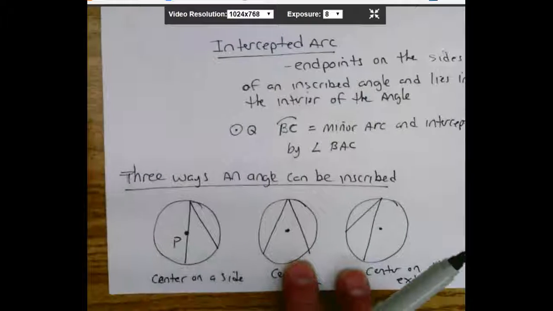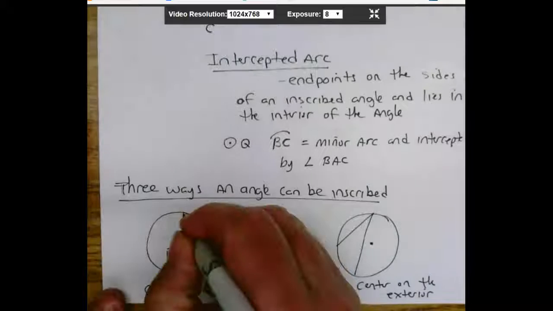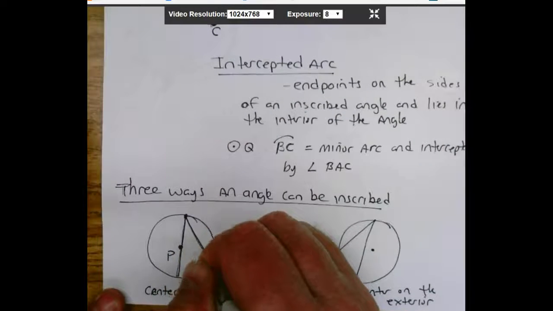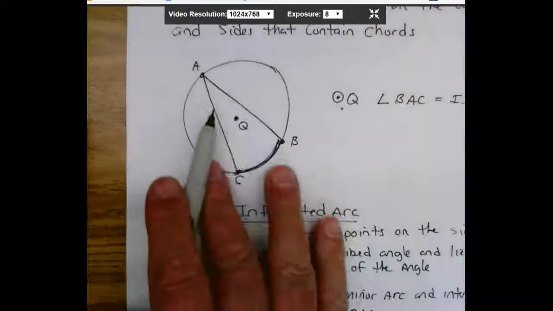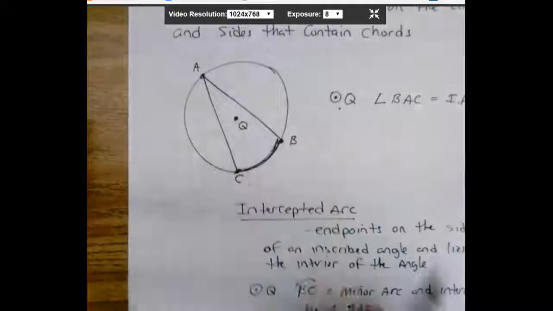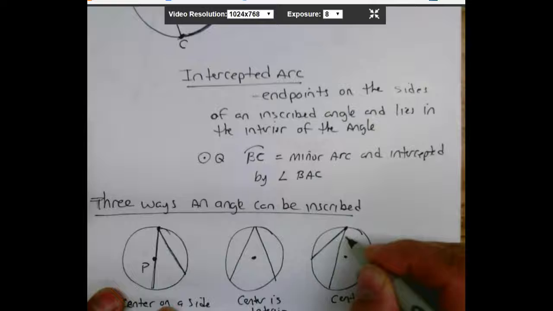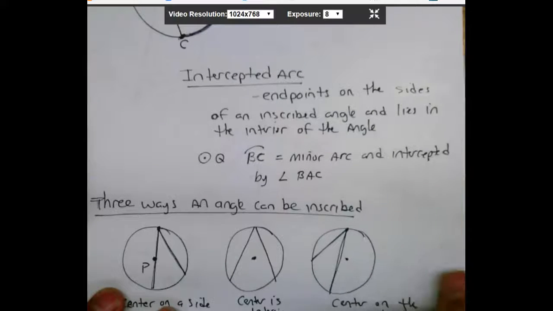And there's also three ways that an angle can be inscribed. It can be center on a side. So again, we have the vertex on the circle, but then we have one of the sides running through the center. Another way, the center is in the interior, so kind of like the one we looked at here, the center in the middle of the interior. And then we can also have an inscribed angle like this, but the center is on the exterior. So those are really the three possibilities that you might see.